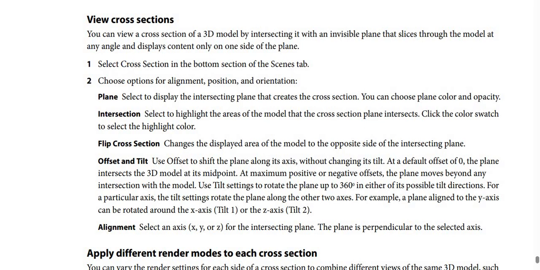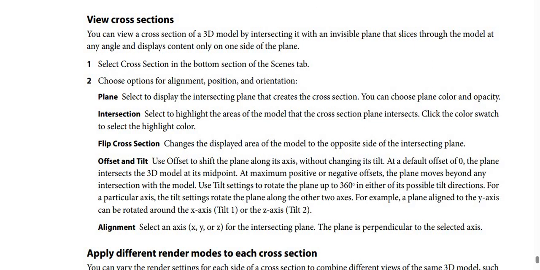And then the next option, intersection. Intersection means that you should select to highlight the areas of the model that the cross section plane intersects, and after that, click the color swatch to select the highlight color. And after that, the next option, flip cross section. Flip cross section changes the displayed area of the model to the opposite side of the intersecting plane.